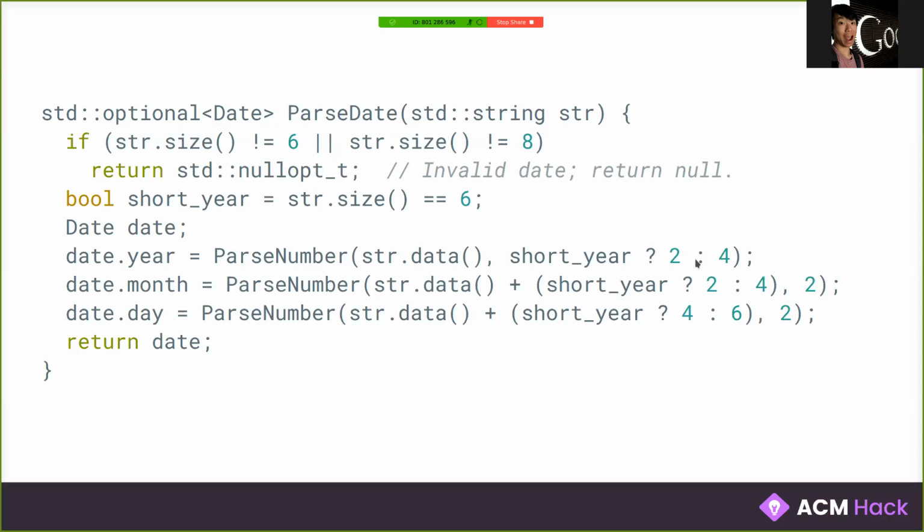Okay, great, awesome. But because we change this part here, we have to adjust all the other calls to parse number as well. So here we have str data plus short year question mark 2 and 4, because we know that in the short year format, the month actually starts at the 3rd digit rather than the 5th digit. But the 2 is still there because the month is still 2 digits. And similar thing for day as well. So it's going to be 4 and 6.